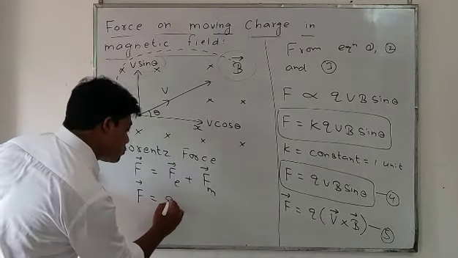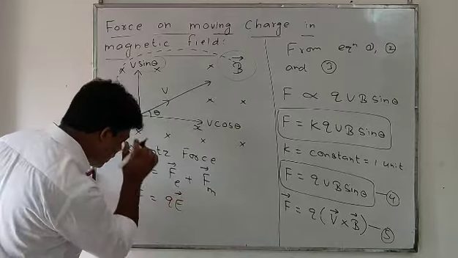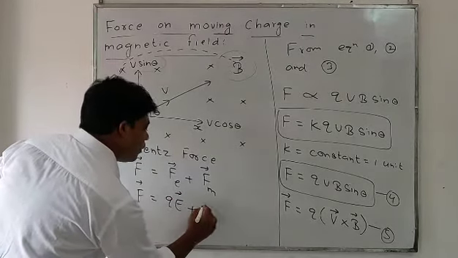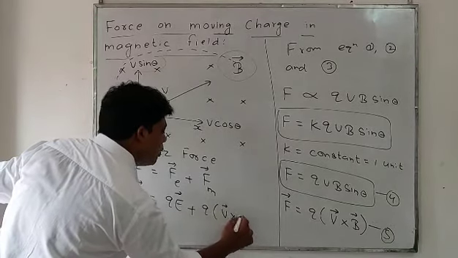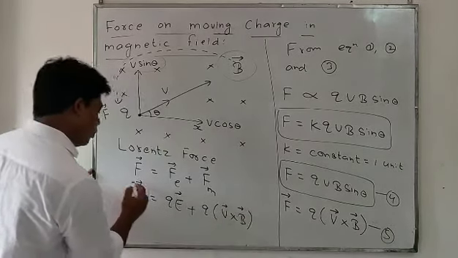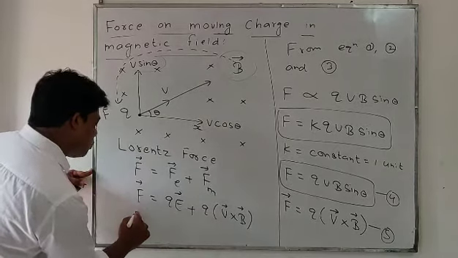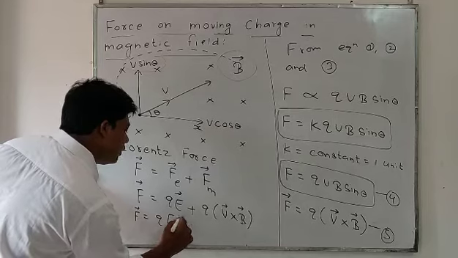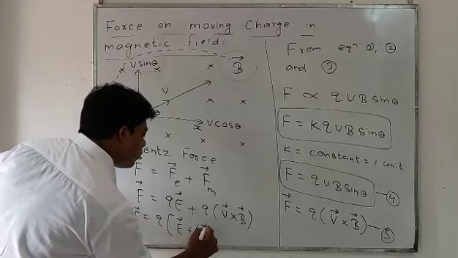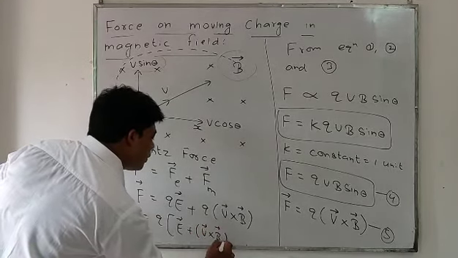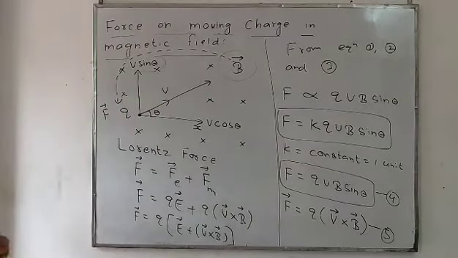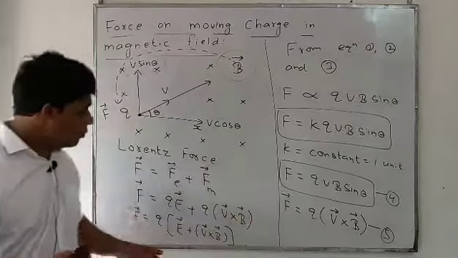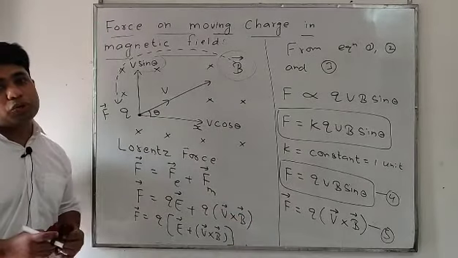We know very well the value of electrostatic force: F equals QE, where E is the electric field. And the magnetic force that we found today is Q V cross B. So we can take Q common, and we get F equals Q times vector E plus vector V cross vector B. This is the form of the Lorentz force. So first of all we found the force on a charged particle in a magnetic field, and this is said to be the Lorentz force. Okay, students.